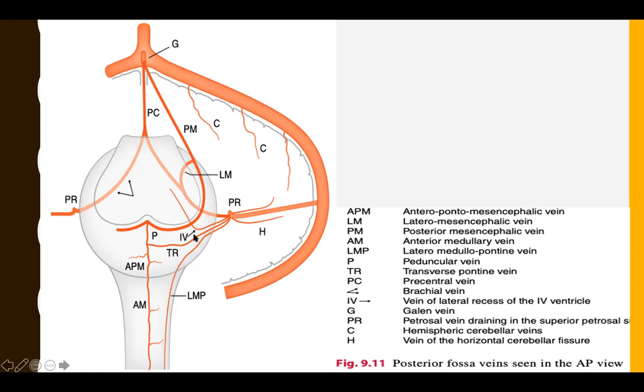And the third group is the tentorial group, where we are not able to see that vein here, but usually that vein is the inferior Vermian vein.